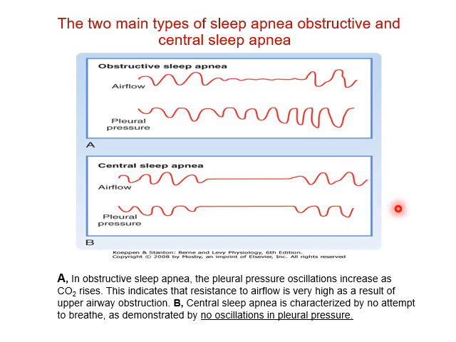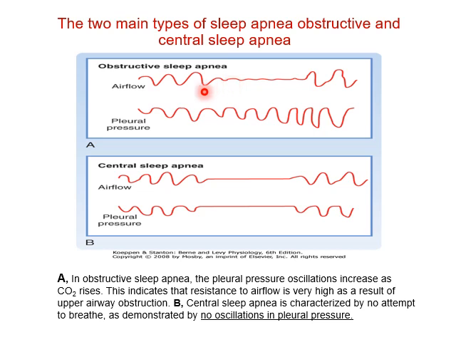And you can see that in central sleep apnea, there is no attempt by the person to breathe, as demonstrated by no oscillation in the pleural pressure. In other words, in central sleep apnea, we don't know how it occurs, but in some people their breathing stops during sleep, and they don't attempt to override this period of apnea because there is no change in the pleural pressure. Whereas in obstructive sleep apnea, where somebody has apnea due to obstruction, you can see the patient is still making efforts to breathe, but he cannot do this due to obstruction.